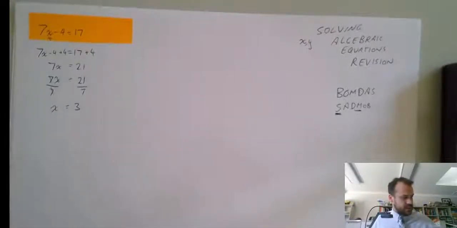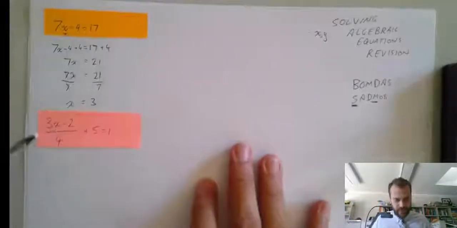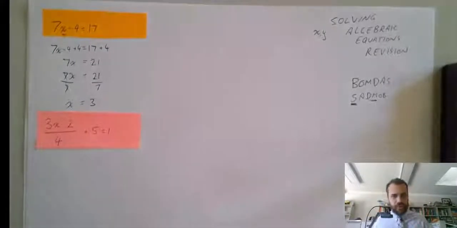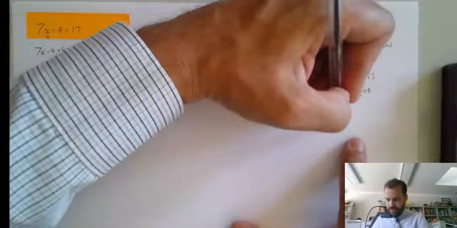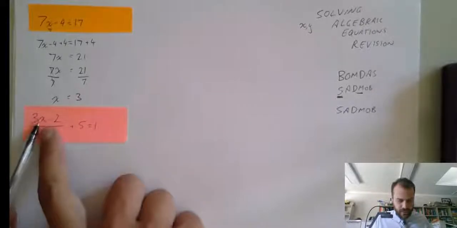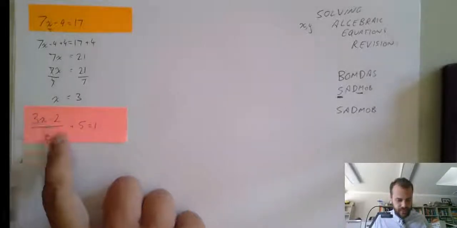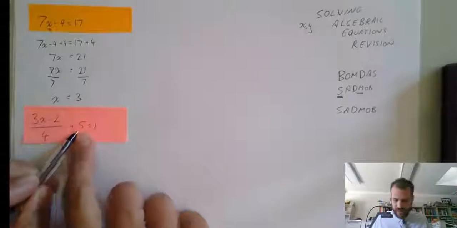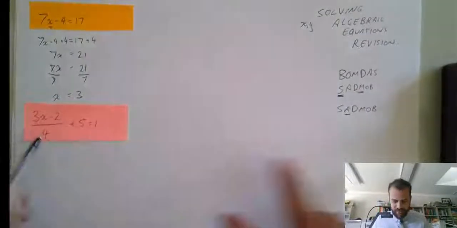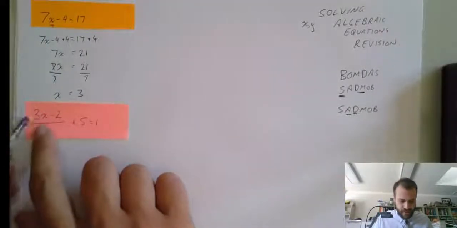Let's look at a second example, more complicated. 3x minus 2 over 4 plus 5 equals 1. Now, the rules are still pretty much the same here. We're using SAD MOB. Now we want to isolate x. Get it by itself. So 3x minus 2 over 4 plus 5. Now if we go through our thing, there's a plus 5. That's an addition. There's a divide by 4. That's a division. There's a minus 2, and there's a times 3.